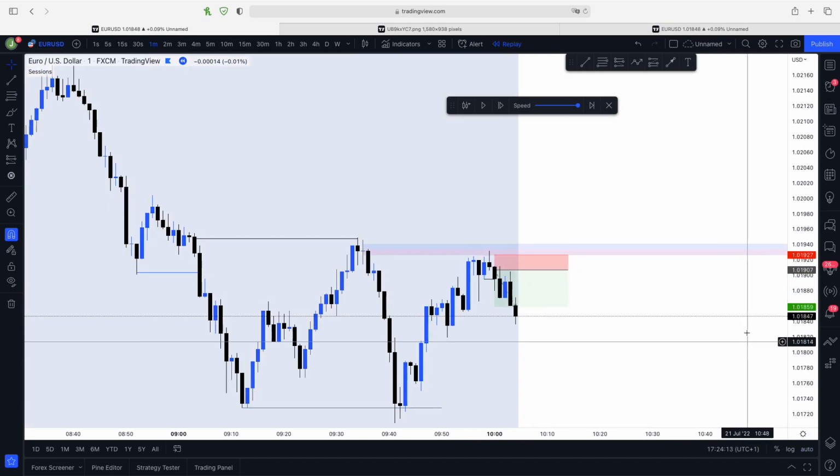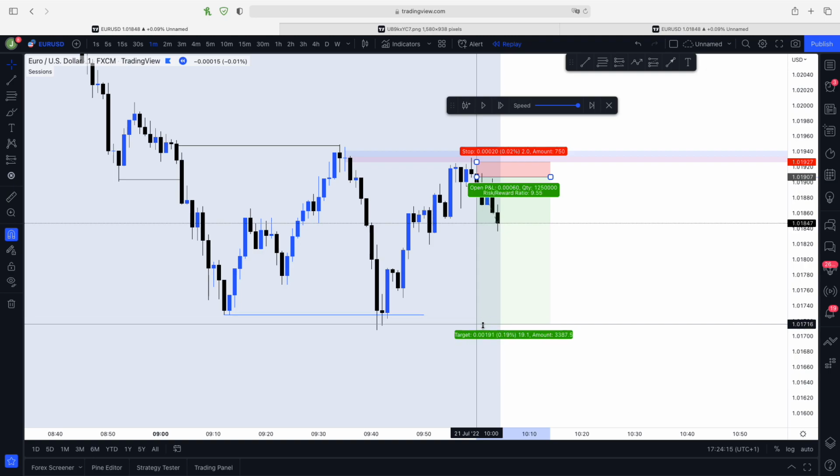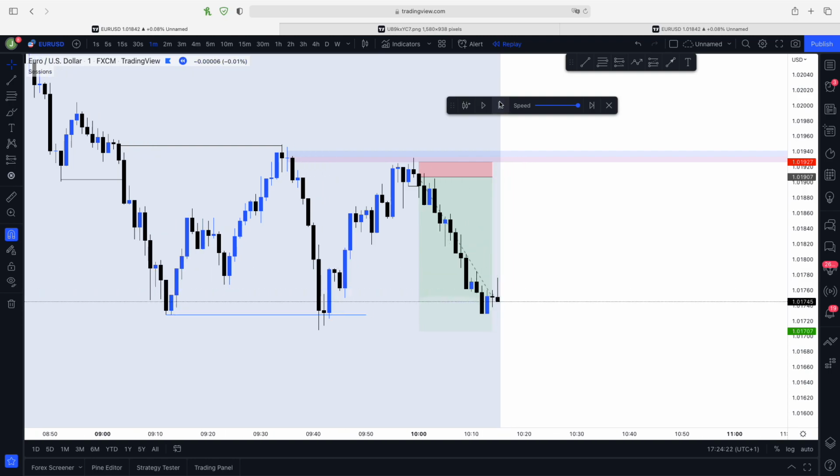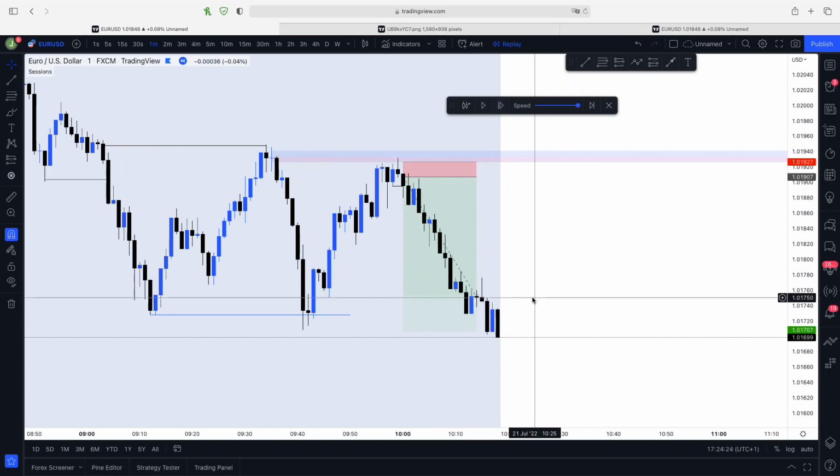So where do I take partials? It's always at 1 to 10, isn't it? So let's mark out 1 to 10. It was just below this wick. There we go. And then that is where the first partial is taken.